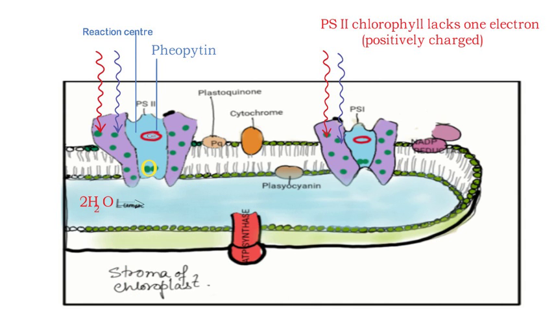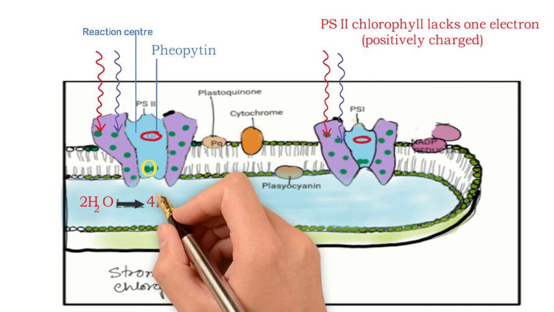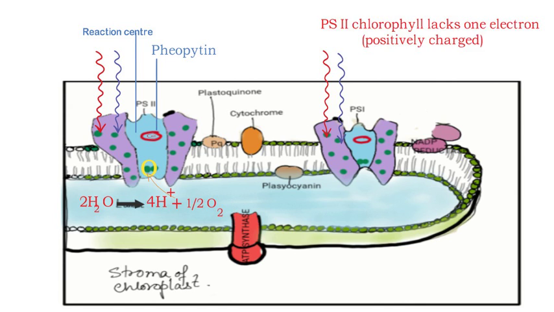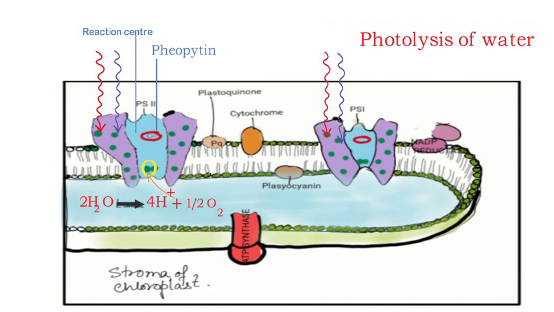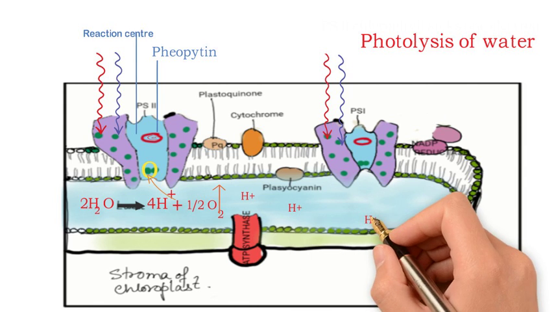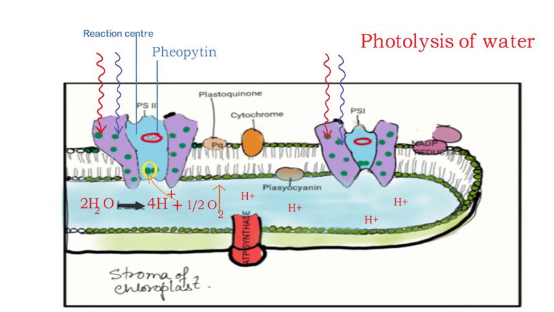and is positively charged. This deficit is fulfilled by getting 1 electron from the splitting of water, a process called photolysis of water. So now we can see that photolysis of water is very important, and this is carried out by the manganese ion present in PS2. In the process, oxygen is liberated as a byproduct which escapes through stomata, and 4 hydrogen ions released into the lumen increase the proton concentration of the lumen. Note this point here. We will see what happened to these protons a little later.